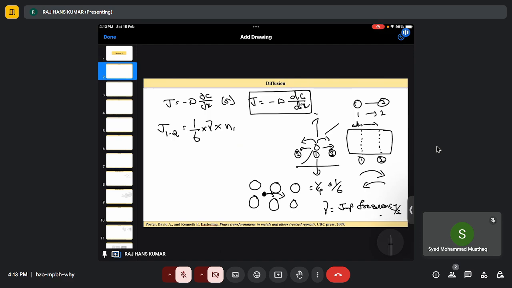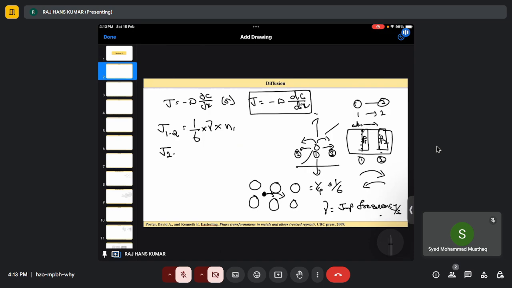What is my n1? Number of atoms per unit area. So it is about the plane. So this is my plane 1. This is my plane 2. Okay, so n1 is the number of atoms per unit area on plane 1.